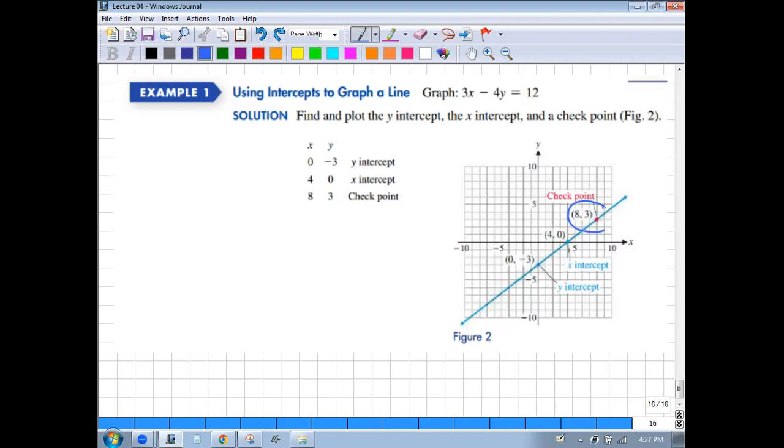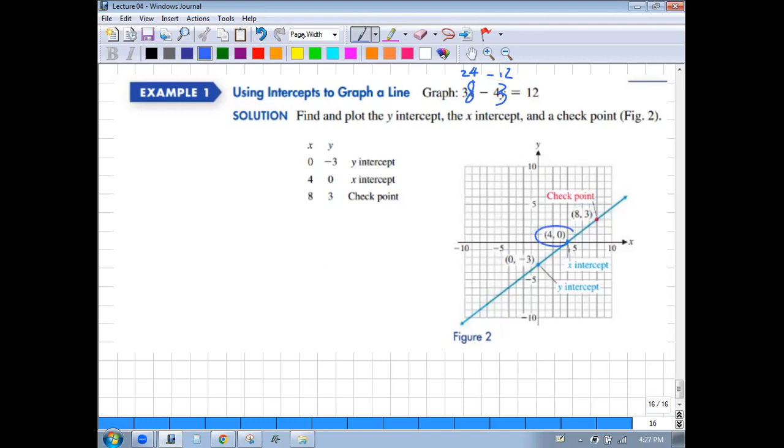So like, look at this one right here, 8, 3. If I plug in an 8 here and a 3 there, let's see, 8 times 3 is 24. 4 times 3 is 12. 24 minus 12 is 12, right? So 8, 3 is a solution, okay?